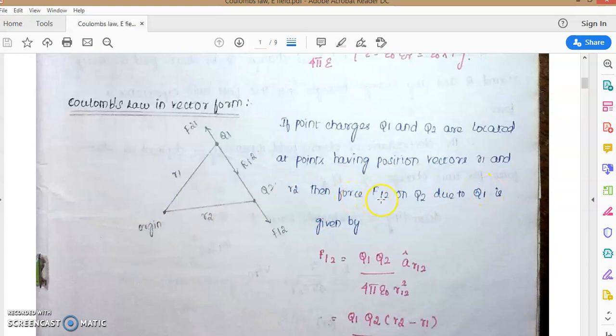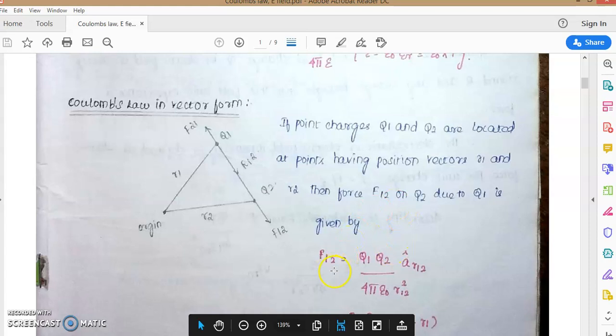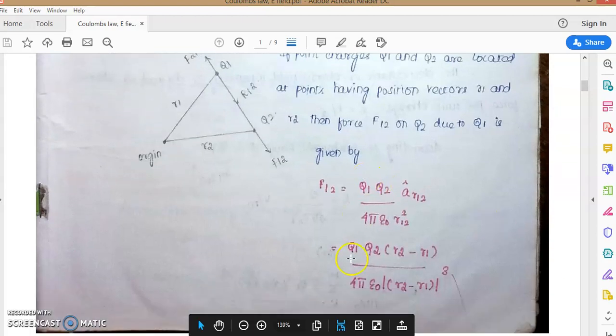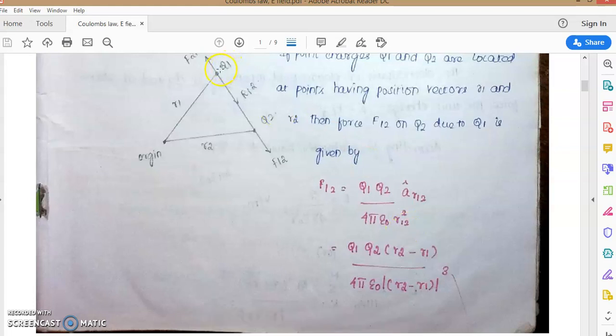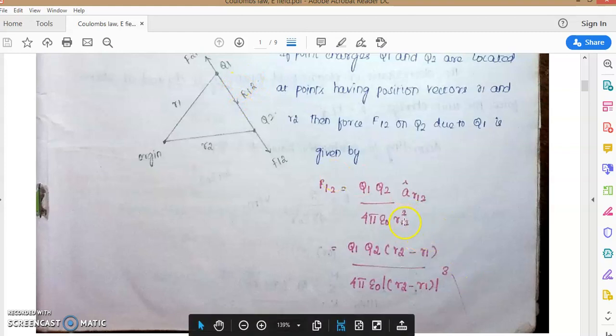Then the force F12 on Q2 due to Q1. What is meant by F12? That is the force on the second charge due to the first charge, that is, the force on Q2 due to Q1. Converting the statement into a formula, F12 is equal to Q1 Q2, the product of the two charges, divided by 4 pi epsilon naught R12 square, since the distance between Q1 and Q2 is R12.